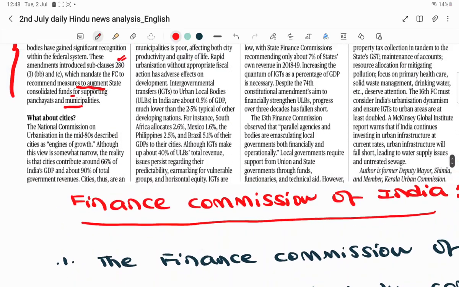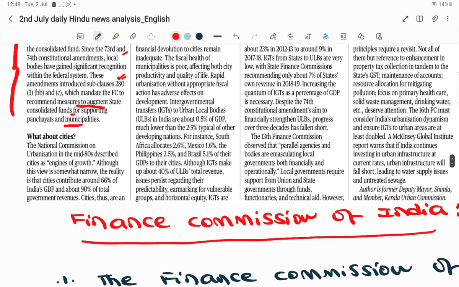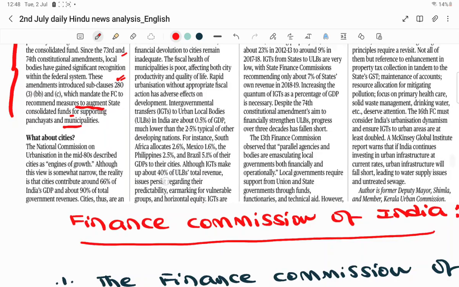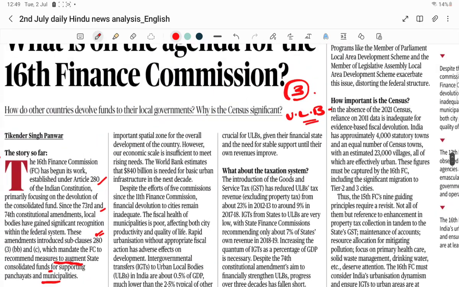Then first he started talking about how cities are playing a major role in our economy. They are saying that cities are generally considered as the engines of growth. The cities are contributing about 66% of GDP and 90% of the government revenues. Therefore cities are an important spatial zone for the overall development of our country. So this is the contribution of the cities in our country.